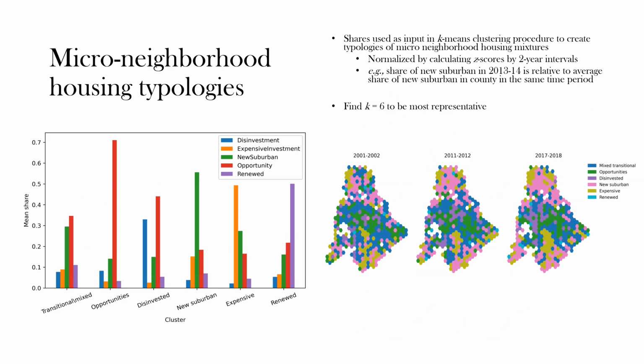And so then we divided this whole study area of Mecklenburg County into these hexagons, and we looked at the share of listings within each hexagon, because no hexagon is going to be made up of all houses classified as disinvested, new suburban, and so on. So we used the k-means clustering algorithm to come up with these different groups, saying what's the mix of housing in these different types of neighborhoods. And then, on the next slide.